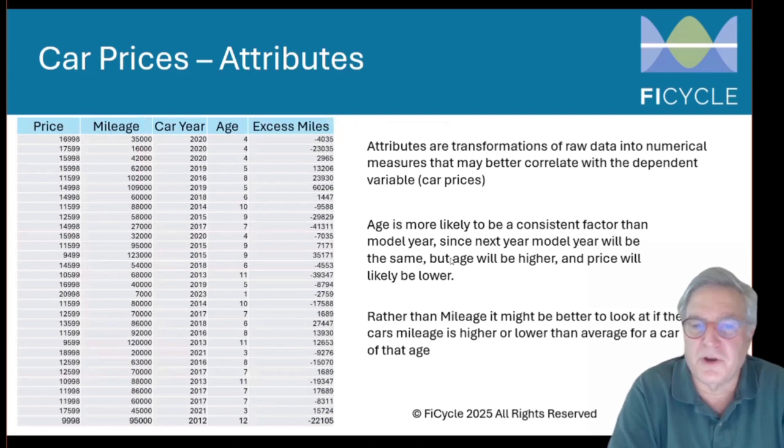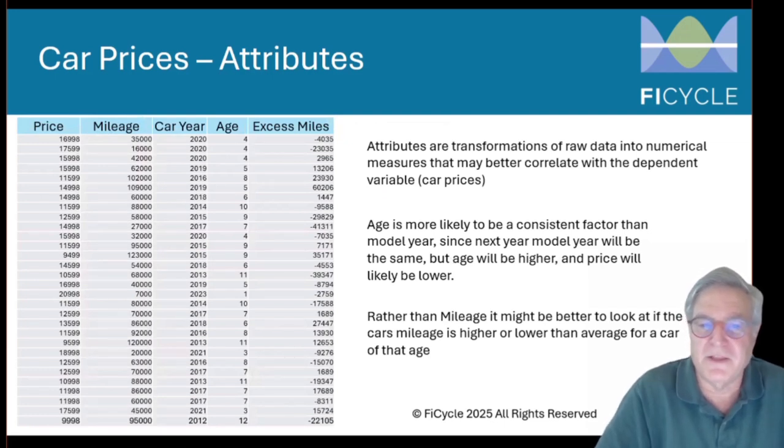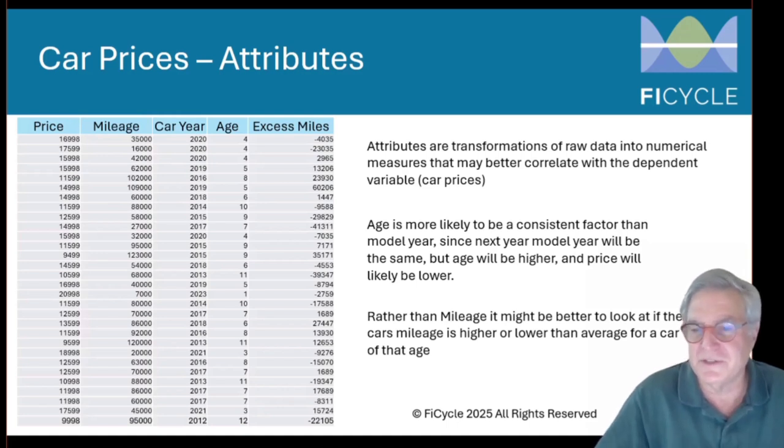So we could work with mileage and car year, but if we think about it, what are we really trying to measure with those variables? What we're really trying to look at is the age of the car. Next year, the same model year will be a year older. Let's say a 1924 car, in 1925 it's still a 1924 car, but it's a year older. And therefore, the price would likely be lower.